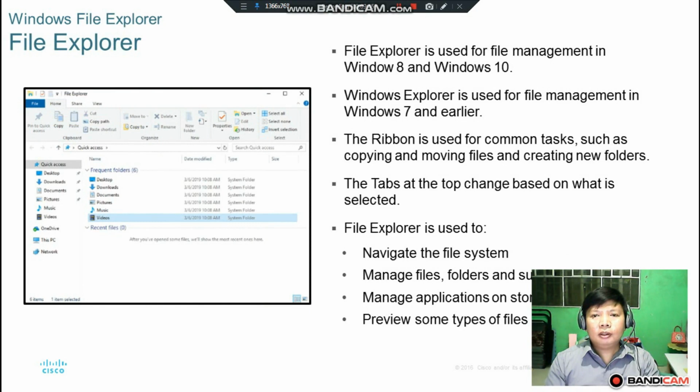File Explorer is used for file management in Windows 8 and Windows 10. Windows Explorer is used for file management in Windows 7 and earlier. The ribbon is used for common tasks such as copying and moving files and creating new folders. The tabs at the top change based on what is selected.